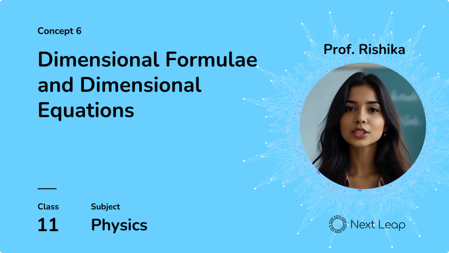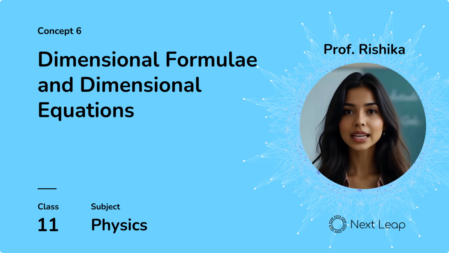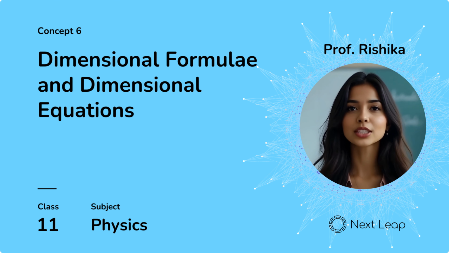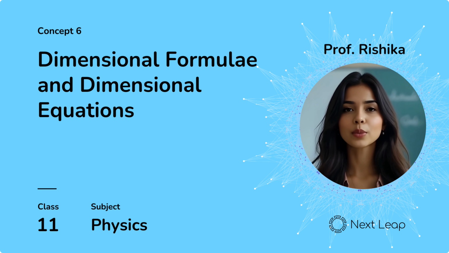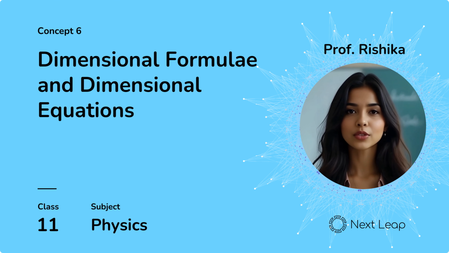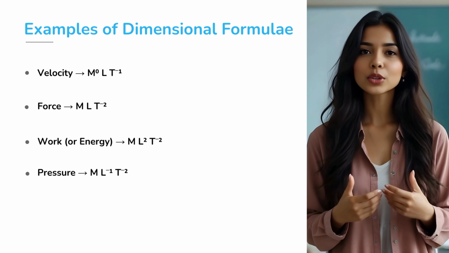You already know that physical quantities are expressed using base quantities like mass, length, and time. The dimensional formula tells us which base quantities are involved and to what powers. It's a shorthand that helps us describe the structure of a physical quantity, not its unit, not its value, but its composition. Let's take a few examples.